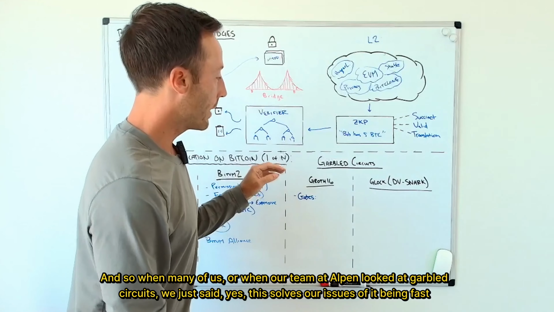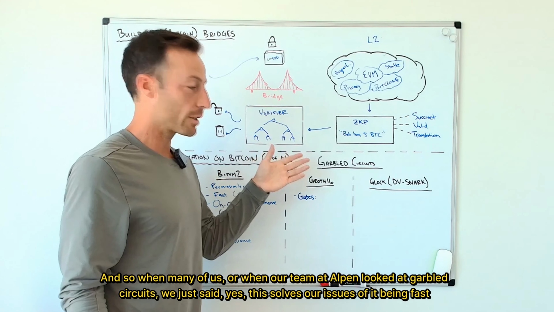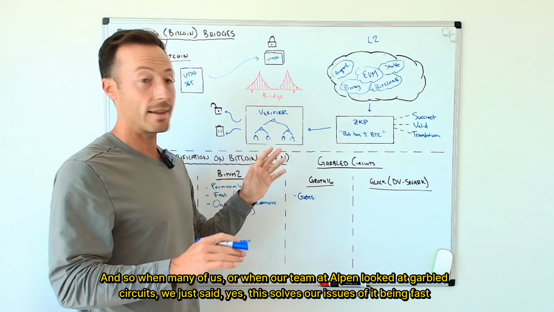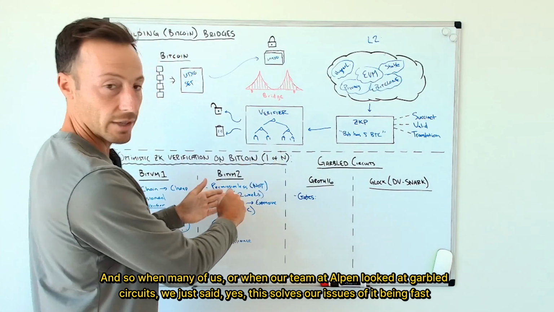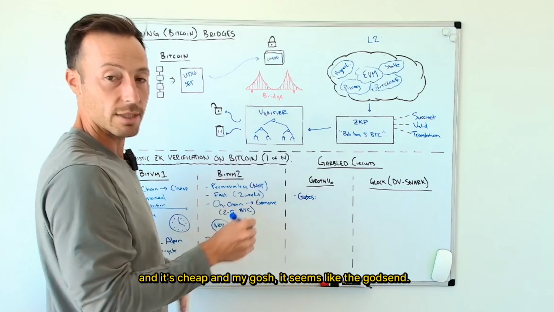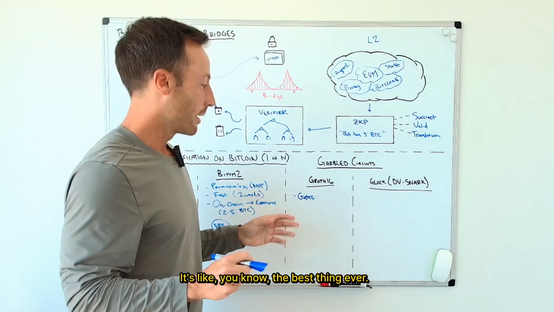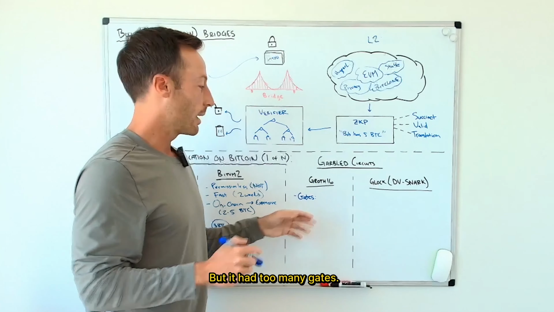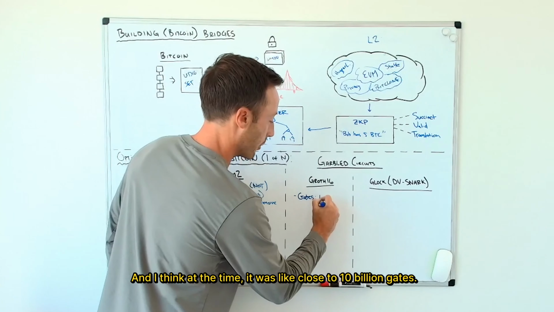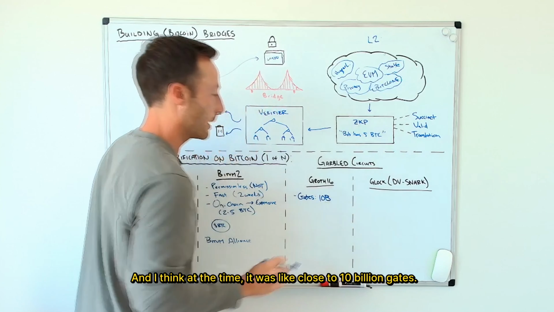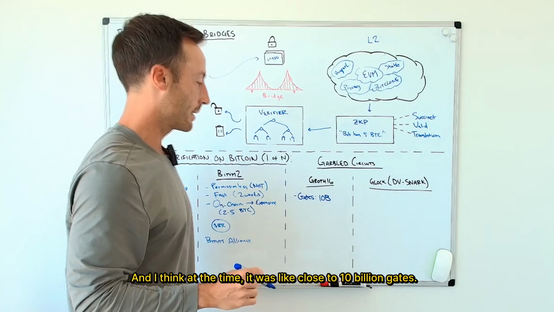And so when our team at Alpen looked at Garbled Circuits, we just said, hey, yes, this solves our issues of it being fast and cheap. And oh my gosh, it seems like the godsend. It's the best thing ever. But it had too many gates. And I think at the time, it was close to 10 billion gates.